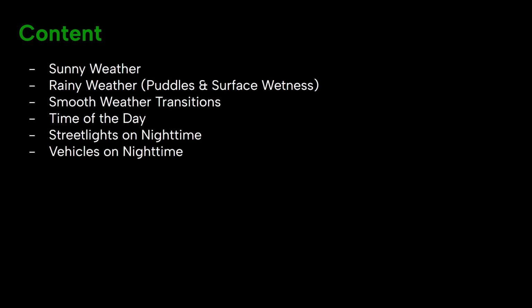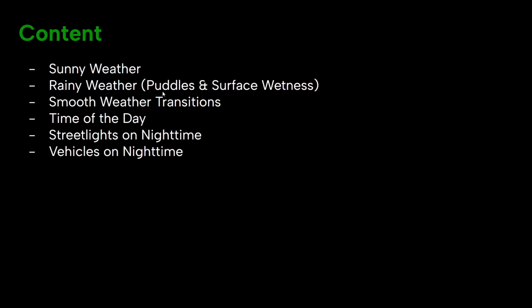And after the rain is over, another weather transition should be applied, which means rainy weather to maybe sunny weather. So when that transition happens, the surface wetness should be decreased and the water puddles should disappear. So let's see how we can do this at the development level. So those are the weather related stuff.